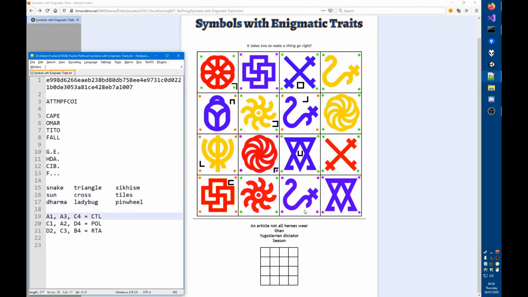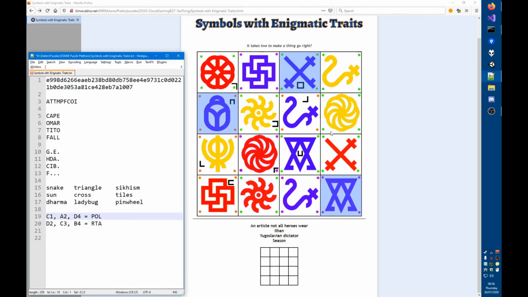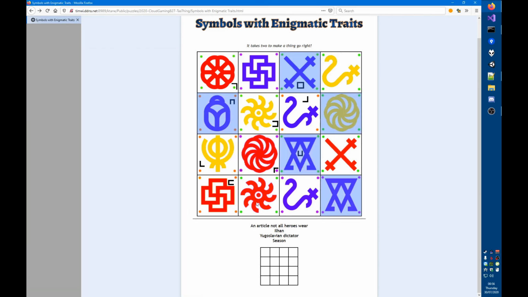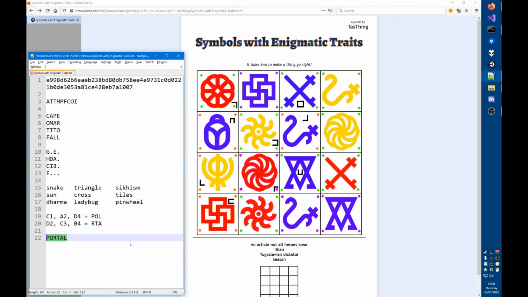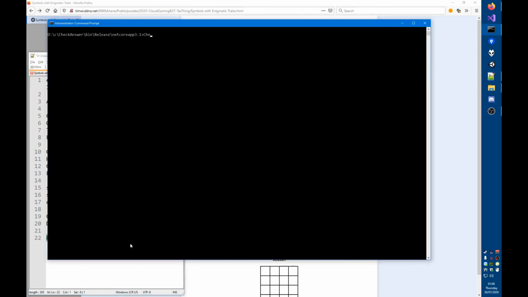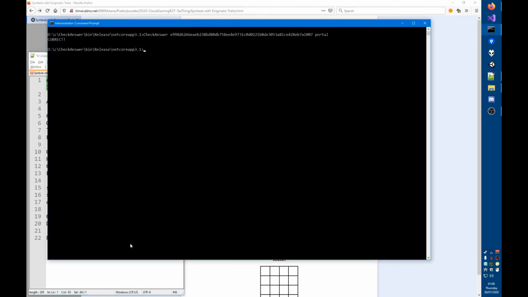It turns out there are only two sets, and if we mark these coordinates, Alpha 2, Delta 4, and then Delta 2, Charlie 3, and Bravo 4, and then read the corresponding letters from this grid, in reading order, they form the word portal. So let's quickly check this answer. Let's use our answer checker here. Let's put the answer code here and put the word portal. Bingo, that is the right answer.